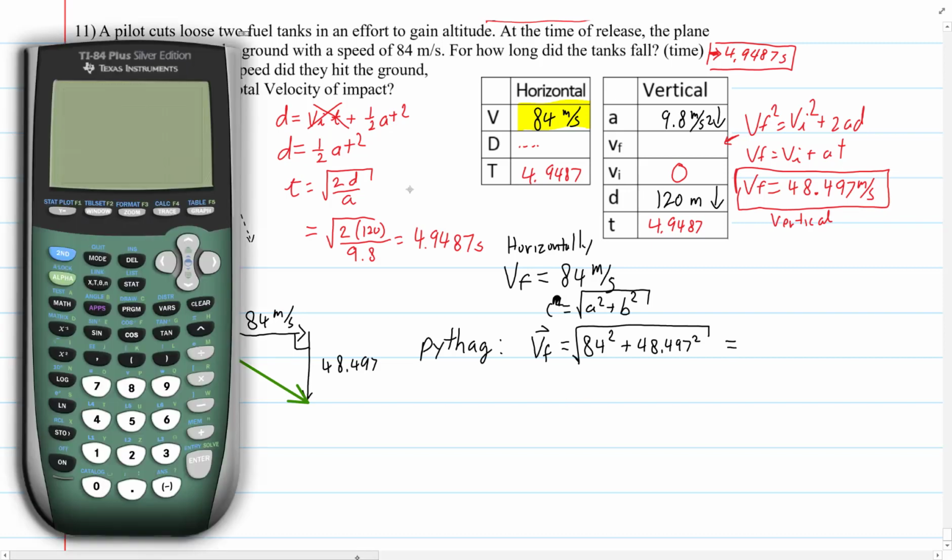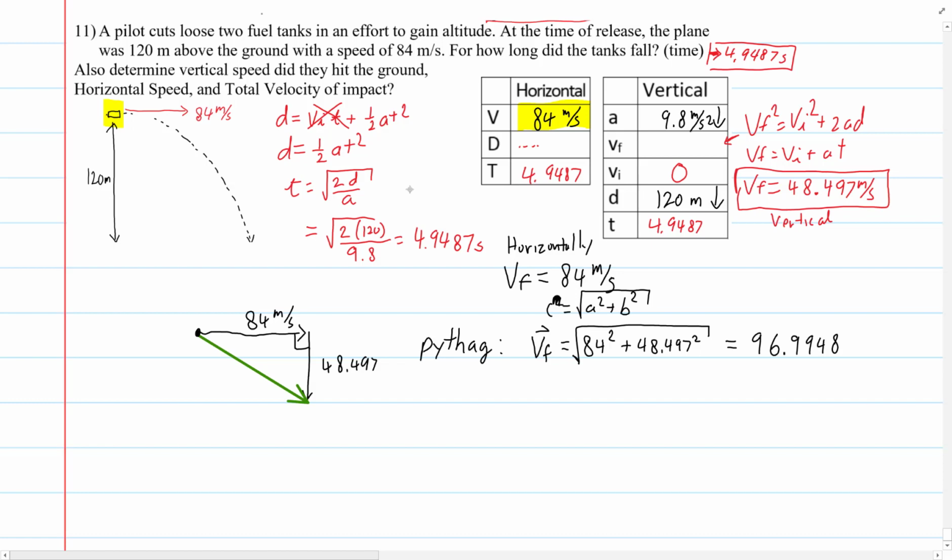And in the calculator, we go square root of 84 squared plus that number above squared equals, the hypotenuse length is 96.9948. Whew. I'm keeping a lot of numbers there. Probably shouldn't, but that's the way I'll do it right now. But that is only telling me the length of that.